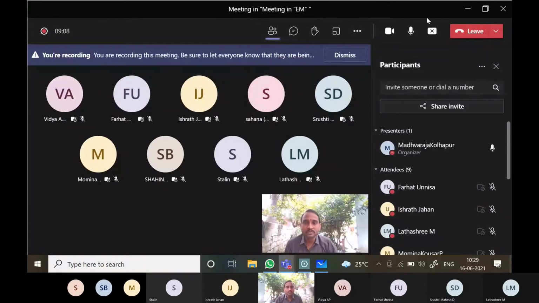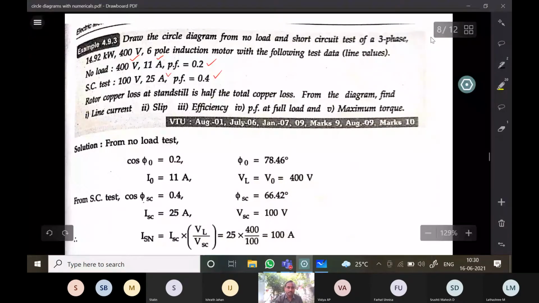Good morning, everyone. Today we will solve some more problems on circle diagram. So take this problem. Draw the circle diagram from no load and short circuit test of a three-phase 14.92 kilowatt, 400 volt, 6-pole induction motor with the following test data.